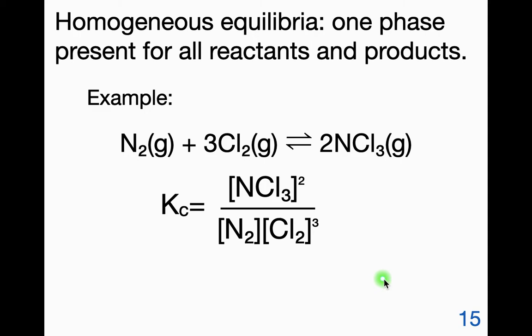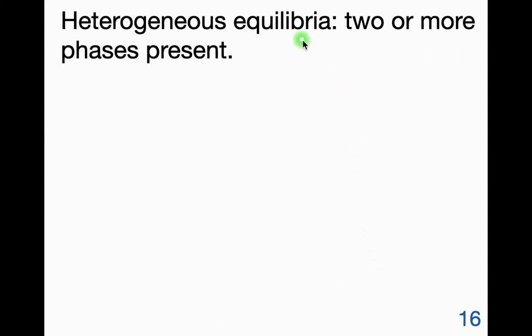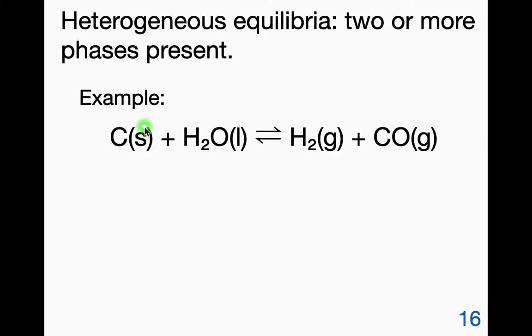Okay, let's look at heterogeneous. In heterogeneous equilibria, we have 2 or more phases present. So for example, carbon, which is a solid, reacting with liquid water to give us gaseous hydrogen and carbon monoxide. I laugh because what else is hydrogen going to be?